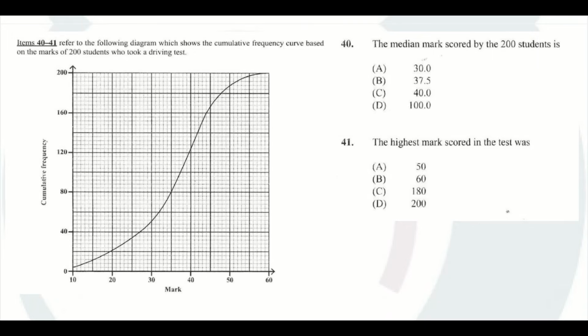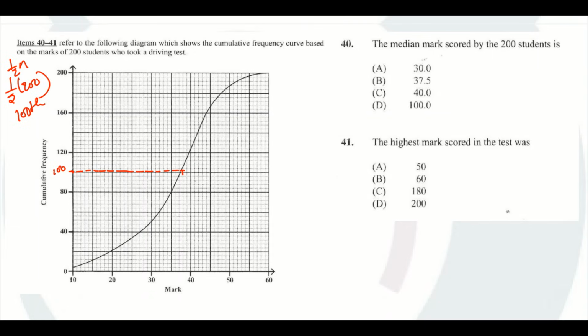The median is Q2. Q2 is half. So to find the position of the median, we find half of our 200. We use half n because it's the median. So half of 200 is 100, so it's in the 100 position. We find 100 on our graph, carry it across, and whenever it hits the cumulative frequency curve, we carry it down.